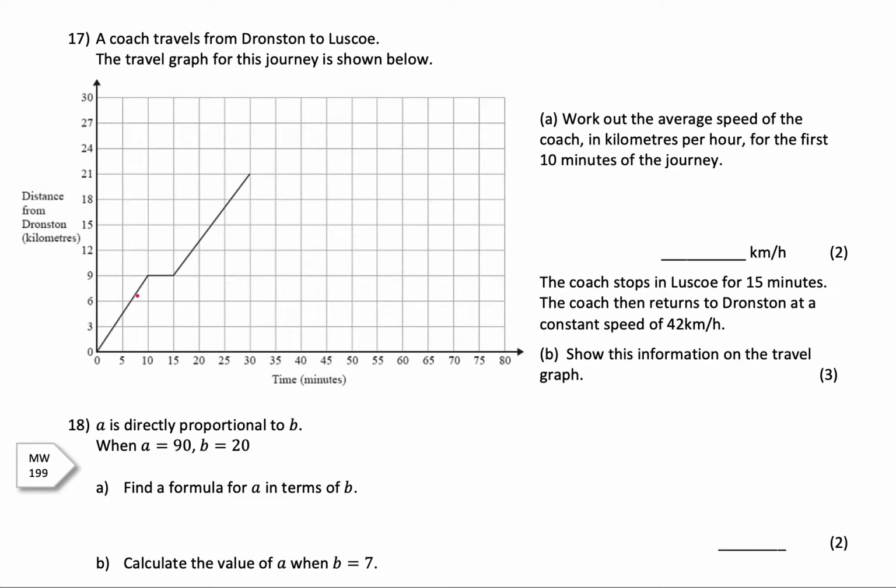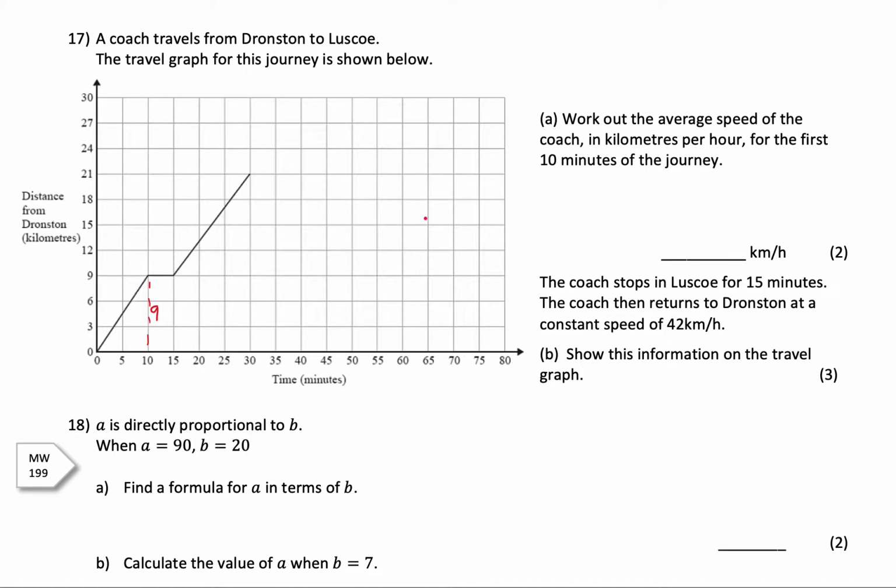Okay, so if we want speed from a distance time graph, we're going to do distance divided by time, just as we would in using speed, distance, time. In other words, we want the gradient of this line here. Okay, so the distance covered in that amount of time was 9 kilometres. The time that took was 10 minutes.